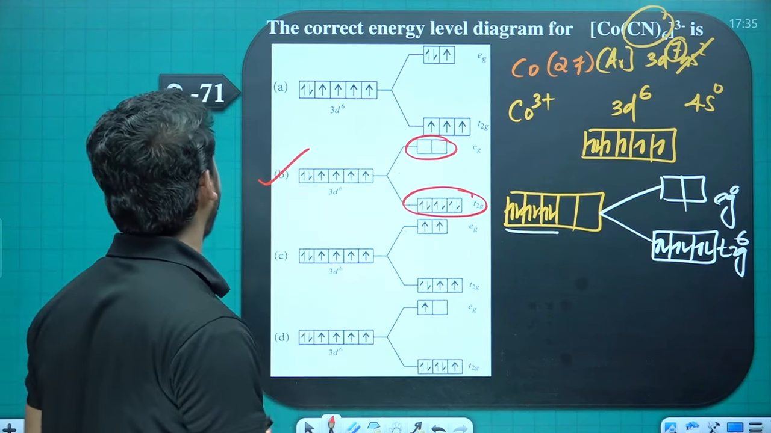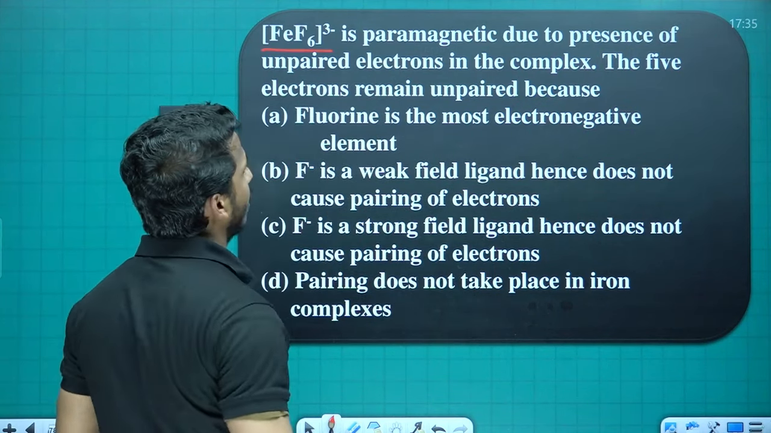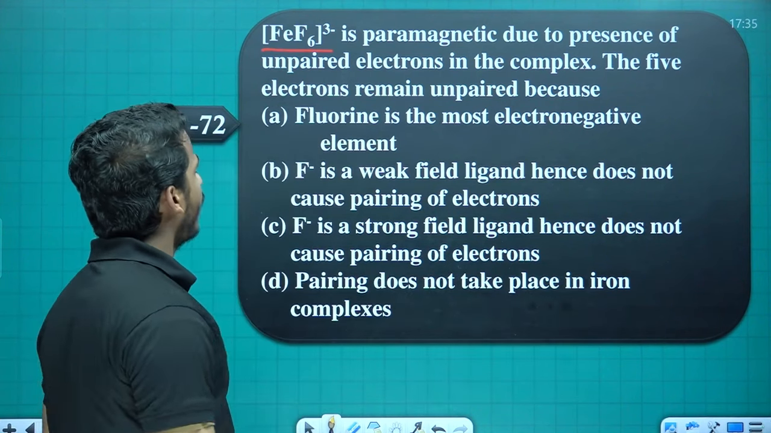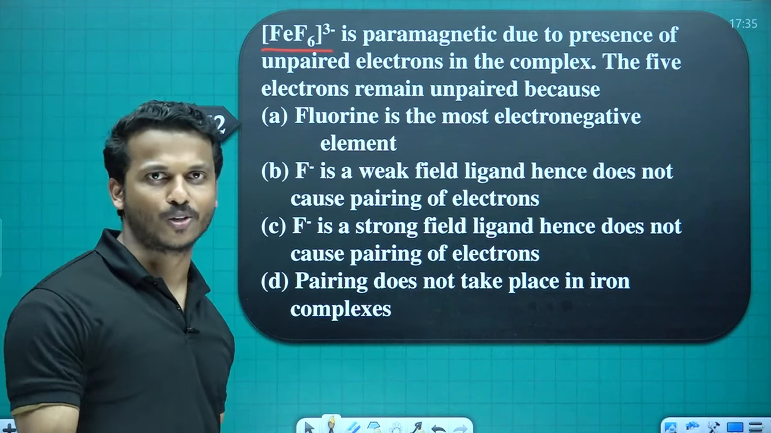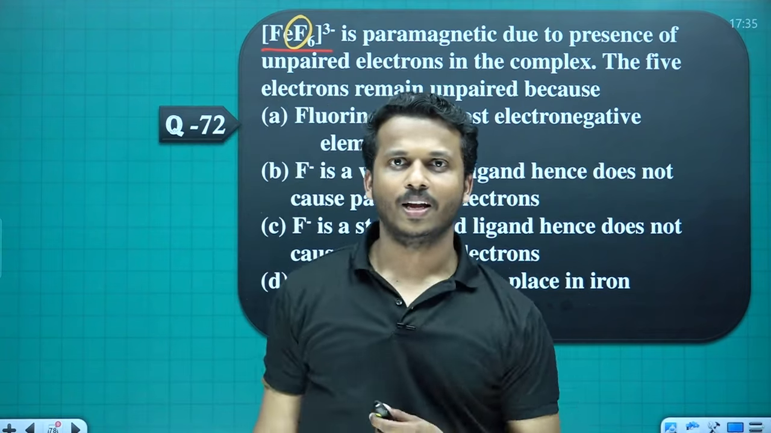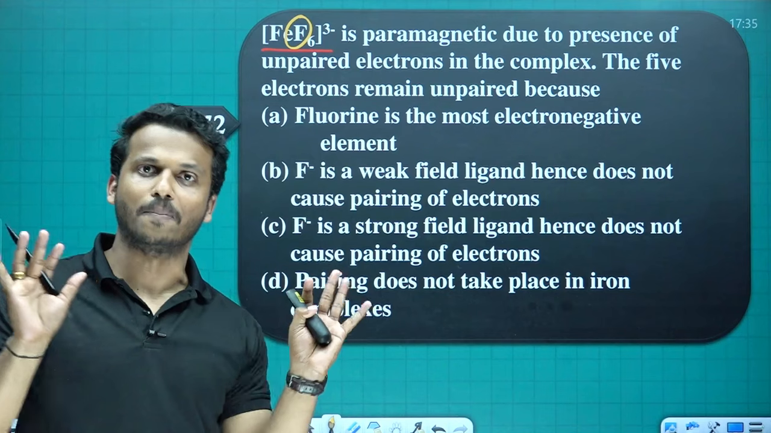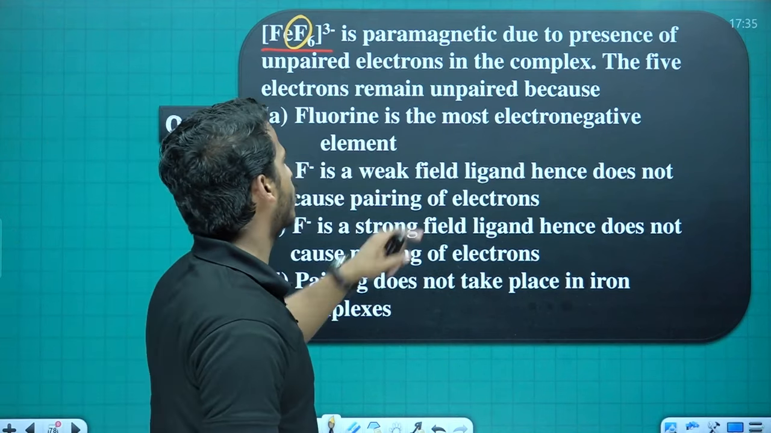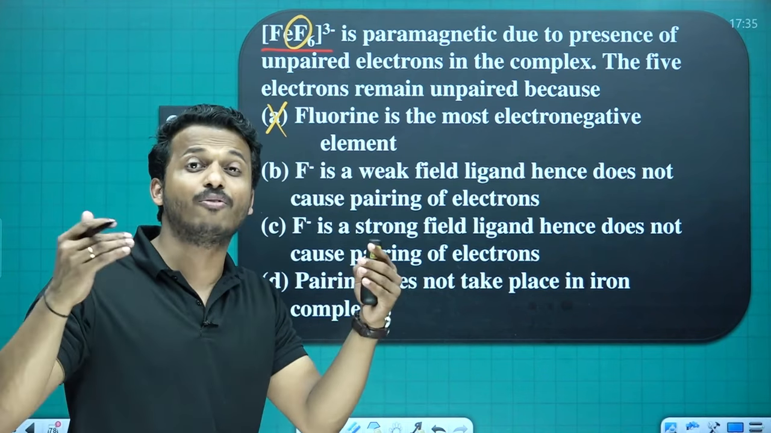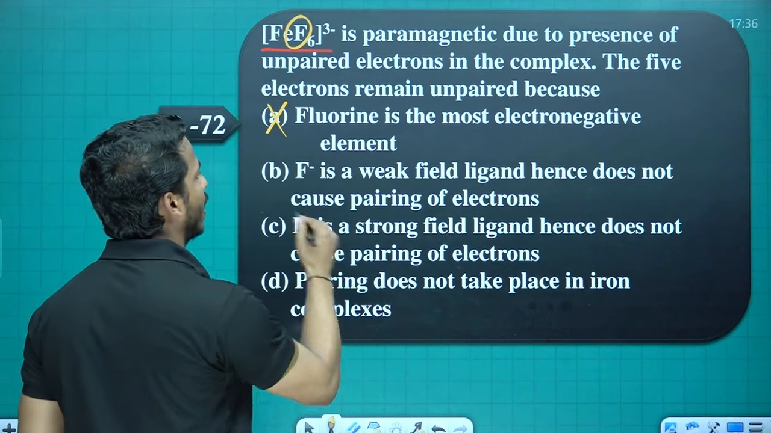Electrons undergo pairing. Now, FeF6 3- is paramagnetic due to the presence of unpaired electrons in the complex. The 5 electrons remain unpaired. Why is it paramagnetic? Because fluorine is a weak ligand. Since a weak ligand is present, they do not undergo pairing, so they exist as unpaired electrons. Fluorine is the most electronegative element, that's a correct statement, but not the reason here. Fluorine is a weak field ligand, hence does not cause pairing of electrons.